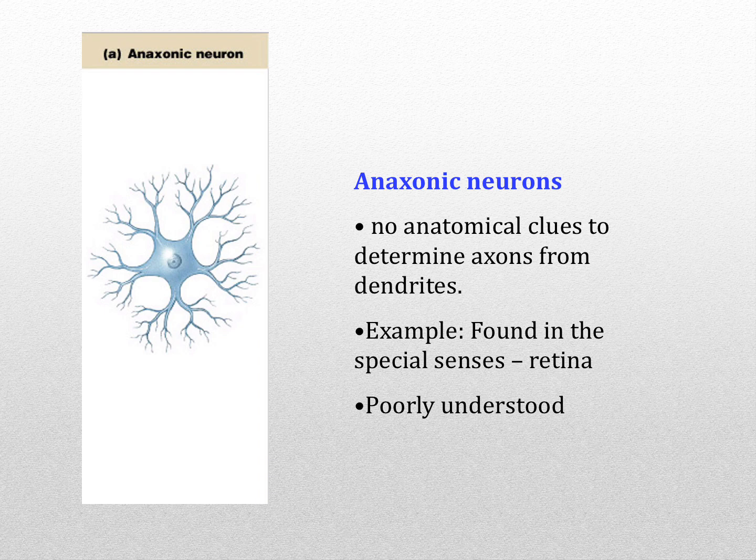We don't really have a lot of information on this neuron, but we know that there are some in the special senses. In the retina, we have the amacrine cell. There are some interneurons, and one is the amacrine cell. We haven't learned about interneurons yet, but you will. This is what they look like. You just can't tell the difference. You can't discern axons from dendrites. They all look like dendrites, but this is the anaxonic neuron. Okay, moving on.